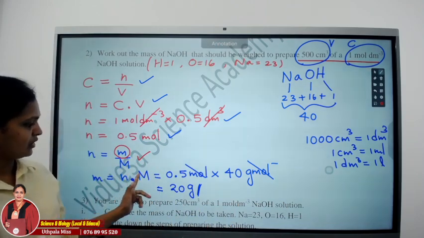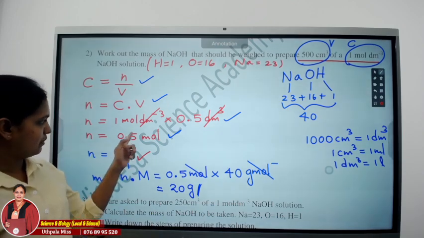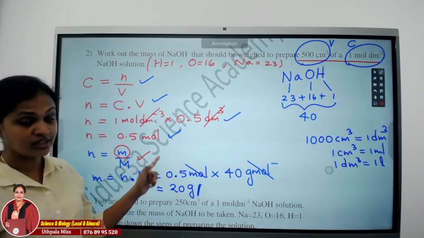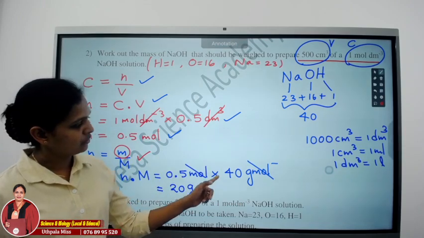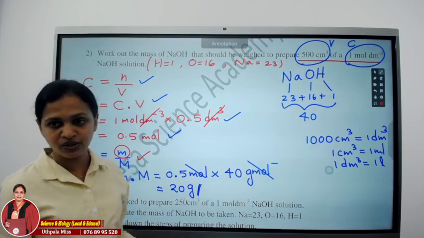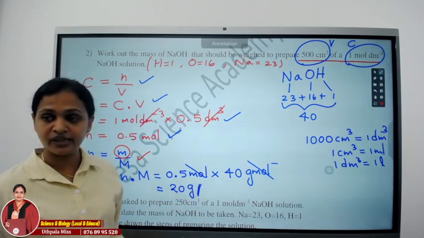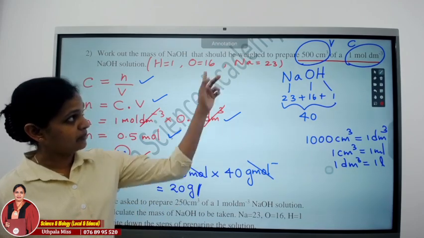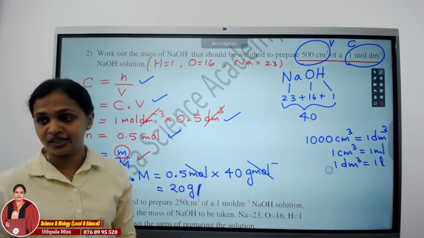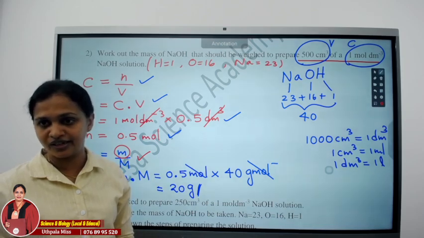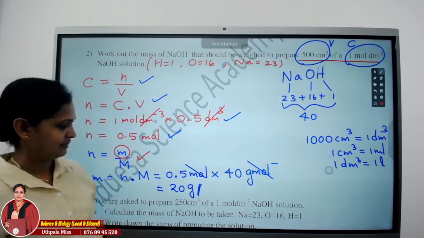Mass equals number of moles into molar mass. Number of moles you have found out as 0.5 moles. Molar mass is 40 grams per mole. Once you multiply, you get the answer as 20 grams. So in order to prepare this solution, you need to take 20 grams of sodium hydroxide. Okay? Okay, madam. Thank you, madam.